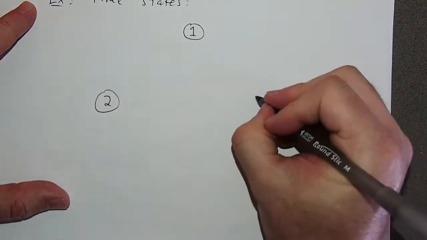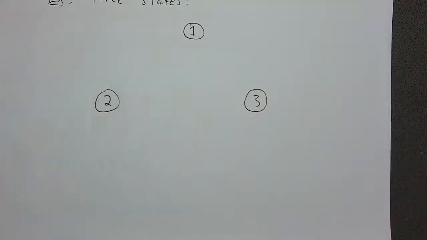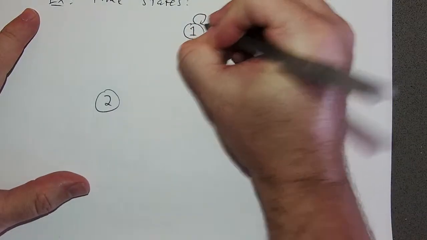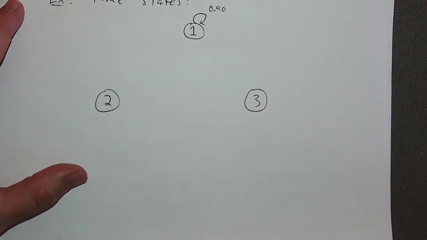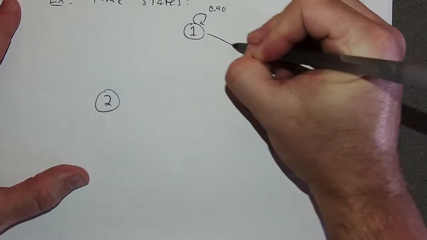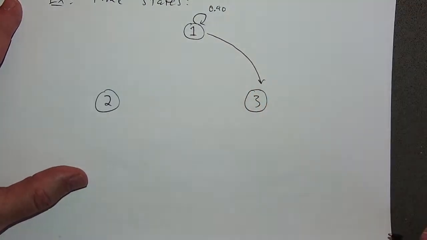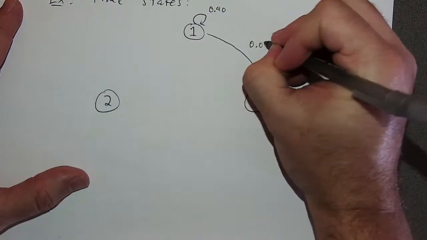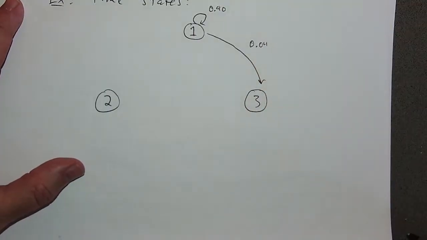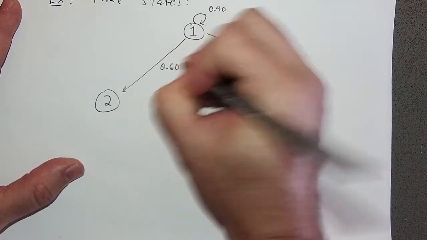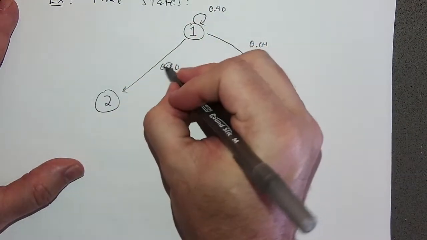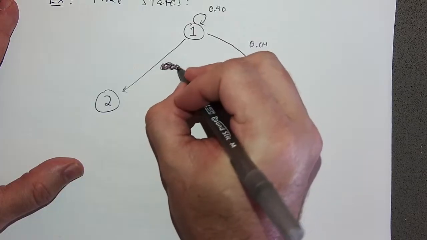So draw them as nodes like this. 90% of people remain in state 1. We'll say that 4% of them move to state 3. And we'll say that 6% of them move to state 2. Oh no, that's 60%. That's not 6%. Let's put it over here.